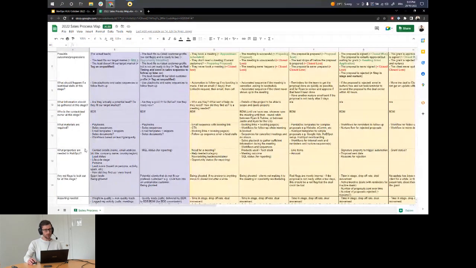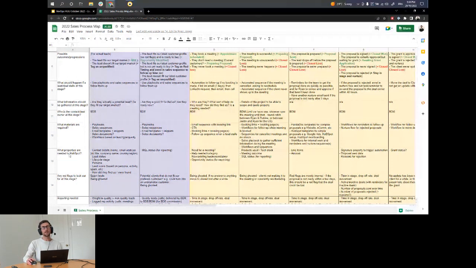Then we've got into more of the detail of what information should be gathered at this stage, what information you need, who's the contact owner, what materials do you require to get that information or to try and push those leads to progress through that stage. So that can be workflows, documents, template emails, playbooks, sequences, anything really.